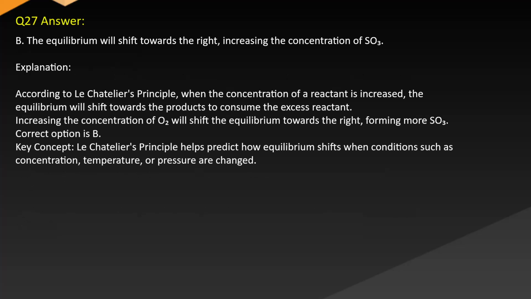Answer B. The equilibrium will shift towards the right, increasing the concentration of SO3. Explanation. According to Le Chatelier's principle, when the concentration of a reactant is increased, the equilibrium will shift towards the products to consume the excess reactant. Increasing the concentration of O2 will shift the equilibrium towards the right, forming more SO3. Correct option is B. Key concept. Le Chatelier's principle helps predict how equilibrium shifts when conditions such as concentration, temperature, or pressure are changed.